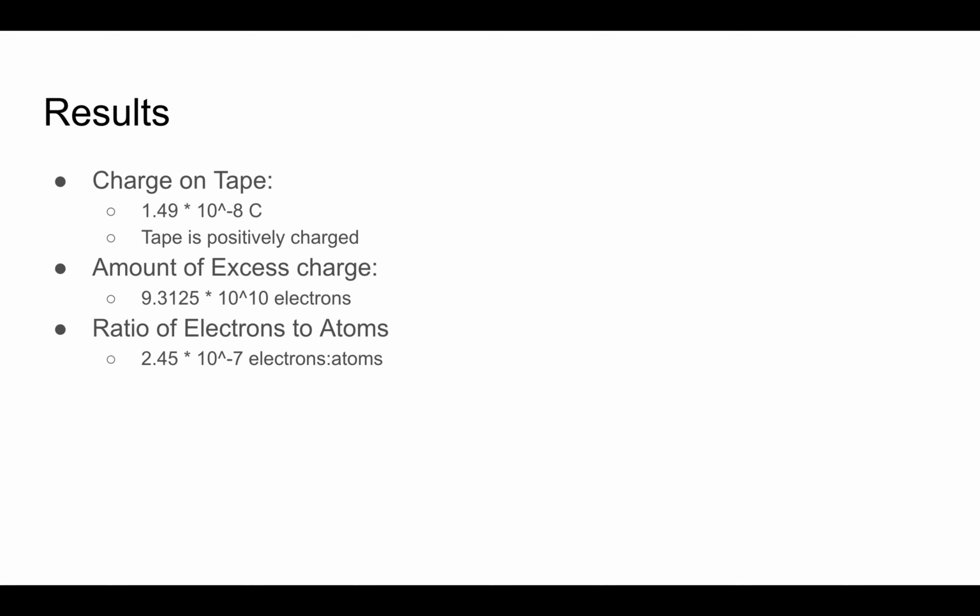The results: the charge on the tape was 1.49 times 10 to the negative 8 coulombs, and it was positively charged. The amount of excess charge on the tape was 9.3125 times 10 to the 10th electrons, and the ratio of electrons to atoms was 2.45 times 10 to the negative 7th.